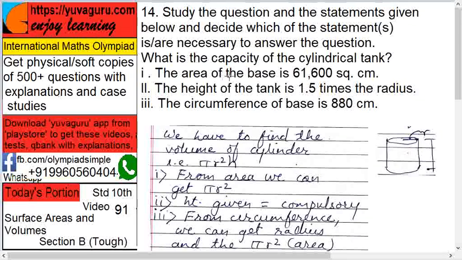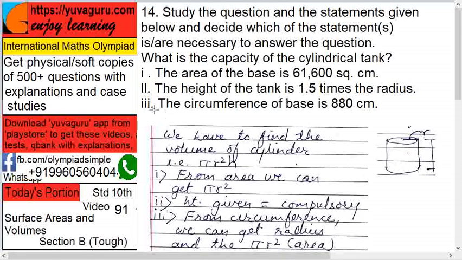Okay. So area of base is so and so. What does area of base mean? This is a circle. So what does it give? πr². So you will get r from this because π you know. So r you can get from 1. From 2, the height of the tank is 1.5 times the radius. So if you get r from the first one, then you can get h from the second one, right? Okay. So 1 and 2 are needed.